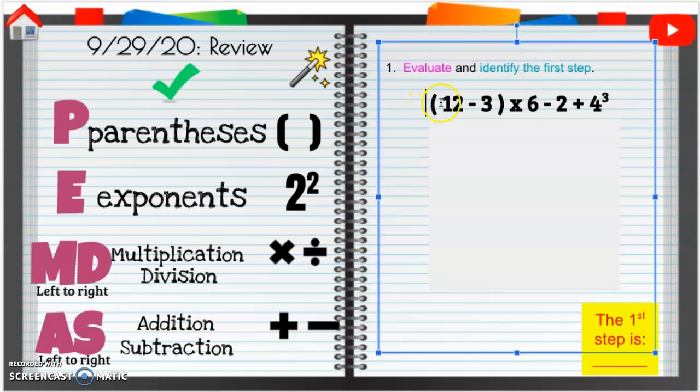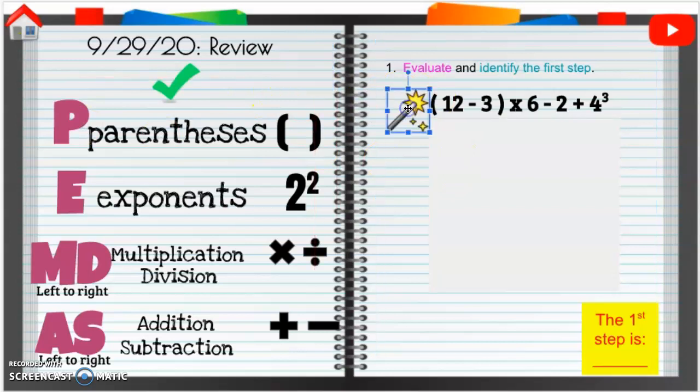All right, so we have 12 minus 3, and the quantity of 12 minus 3 times 6 minus 2 plus 4 to the third power. So what are we going to do here? Well, in this case, we're going to take a look over here. Do we have any parentheses? Yes, we do have parentheses. And where are the parentheses? What is in those parentheses?